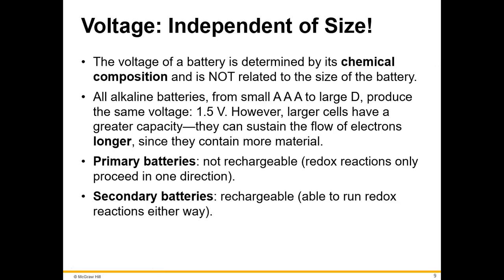So think about that the next time you change your batteries in your favorite remote control. All right, there are two types of batteries. There are primary batteries, and they are not rechargeable. So a battery that you use once and then it's spent, that's called a primary battery. And a secondary battery is a battery that is rechargeable.